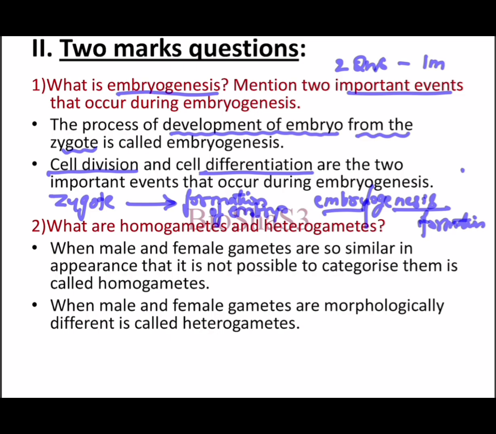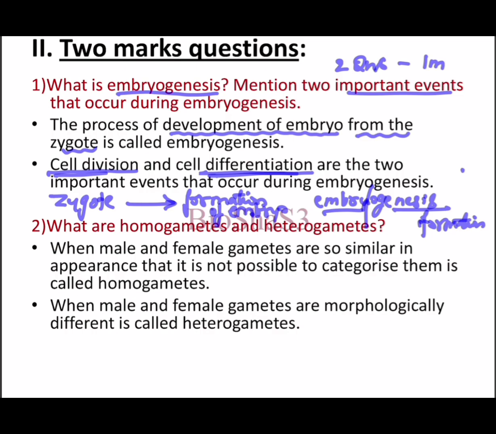So we learned the first question, that is what is embryogenesis. Mention 2 important events that occur during embryogenesis. So the process of development of embryo from the zygote is called embryogenesis. Which are the 2 important events that happen to make the embryogenesis? That is cell division and then the cell differentiation. I hope this question is clear for you, students.